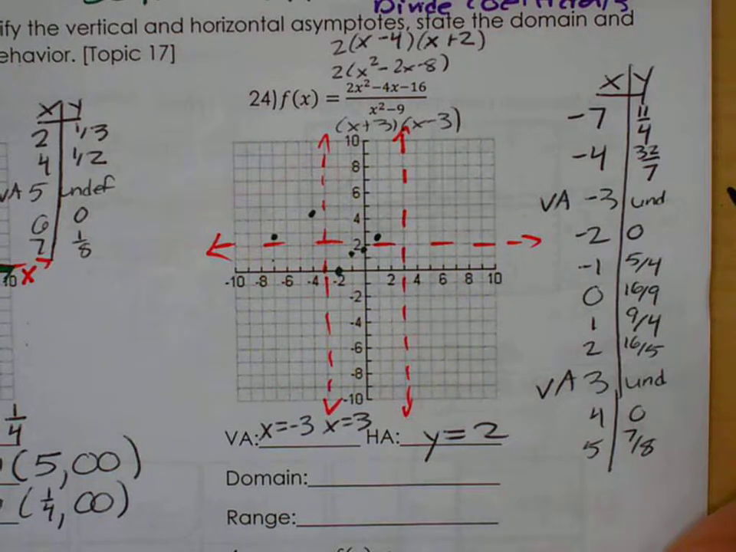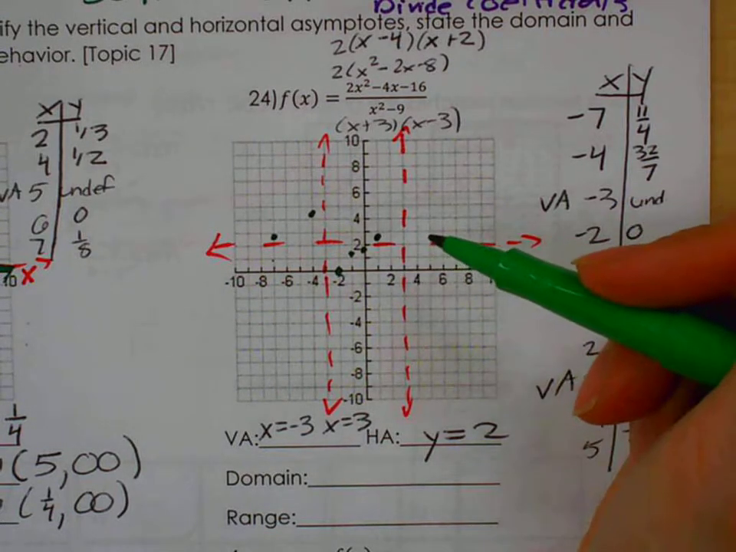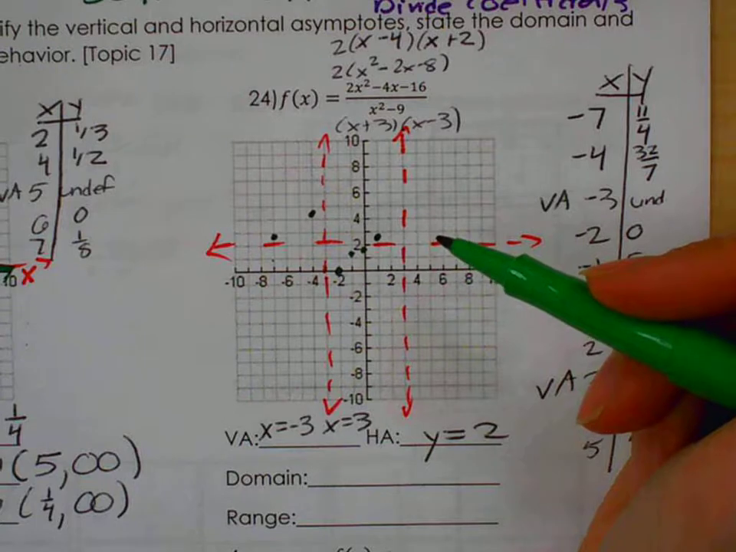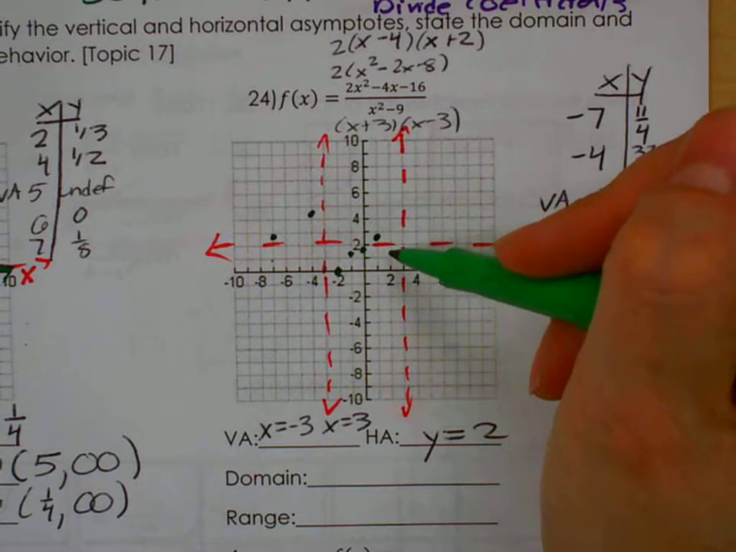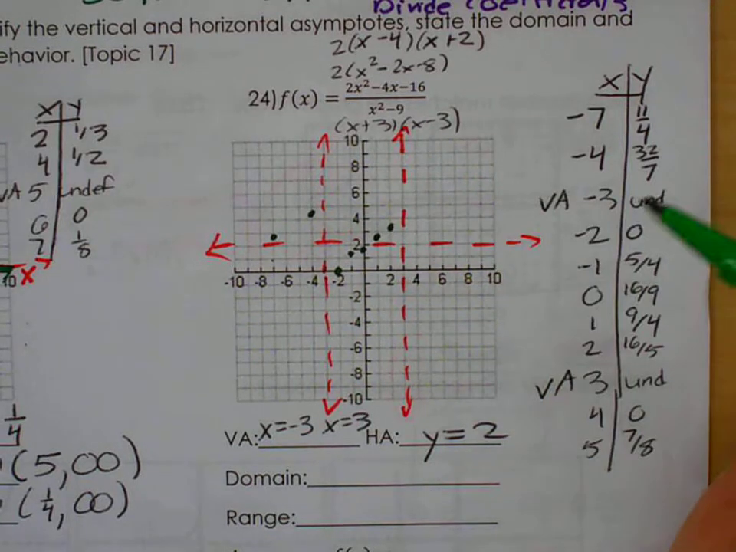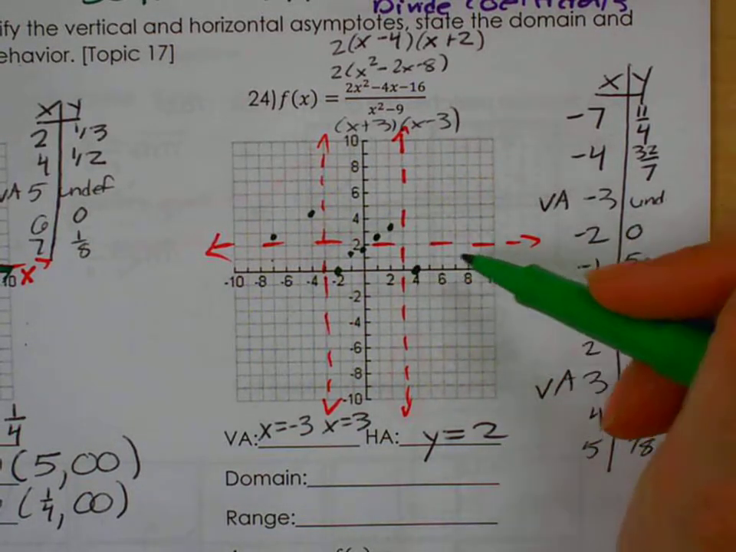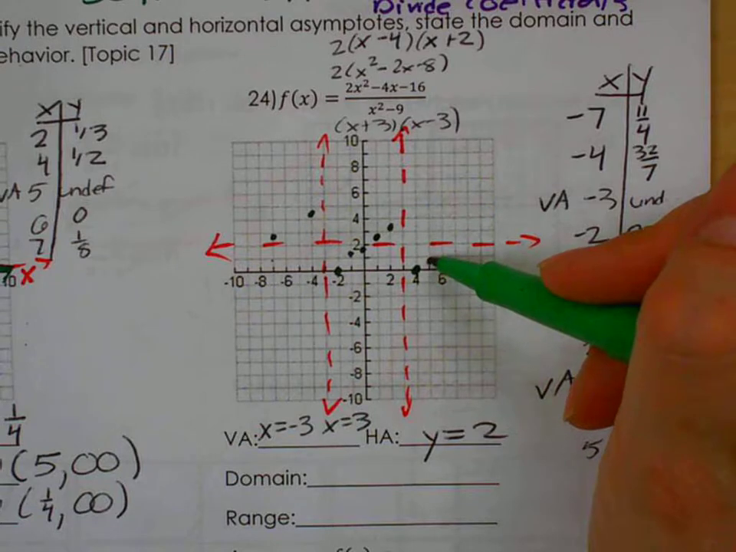It crosses the horizontal asymptote. Remember, you can cross horizontal asymptotes. You can't cross vertical asymptotes. And then 2 and 16/5. That's kind of close to 3, a little bit past 3. So 1, 2, 3. And then 4, 0 is here, and 5 and 7/8 is close to 1.